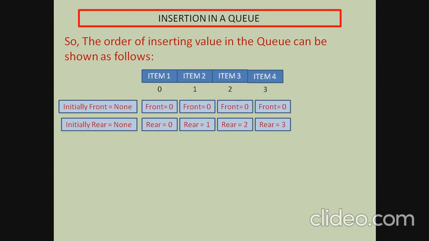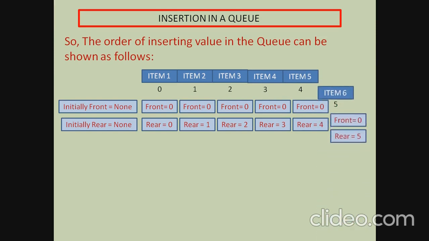Now when the 5th item is inserted, front is equal to 0. And as the 5th item has been inserted in subscript number 4, rear becomes 4. Now when the 6th item is inserted, front remains 0 but rear becomes 5. So this is the way front and rear have to be maintained by a Python programmer when he has to implement a queue using lists.